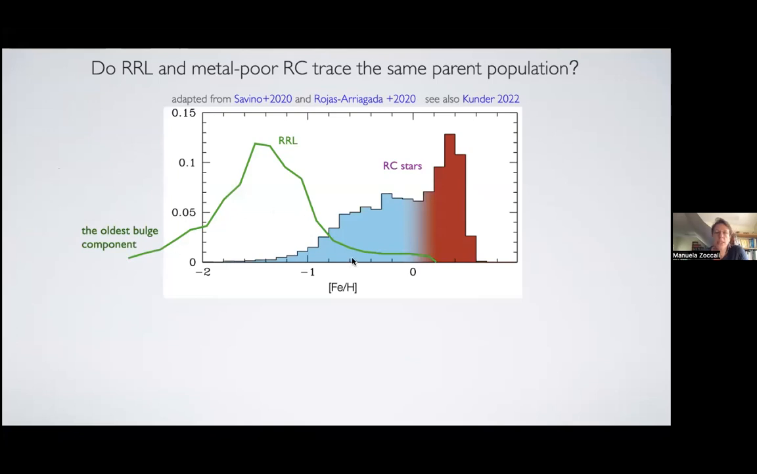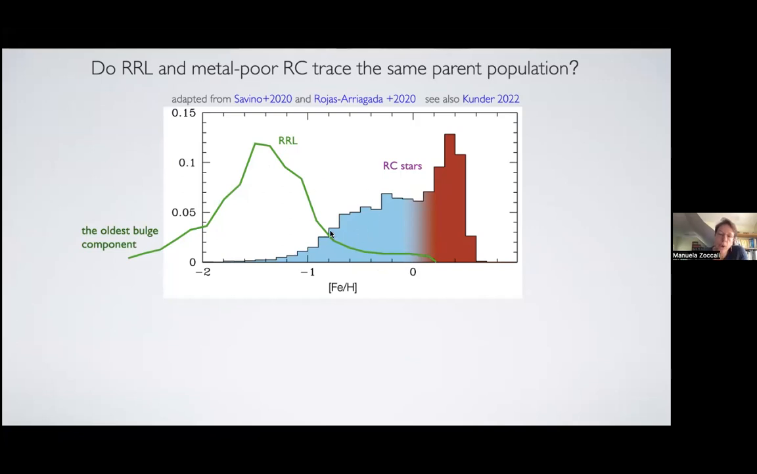The metallicity distribution of RR Lyrae, recently derived by Savino et al., would be like that, overplotted on the metallicity distribution of red clump stars. I should mention that perhaps the systematics in the determination of the metallicity for these stars is not the same as for these stars. So the two may be a bit closer or a bit further away, but for sure, RR Lyrae are much more metal poor than the red clump stars.